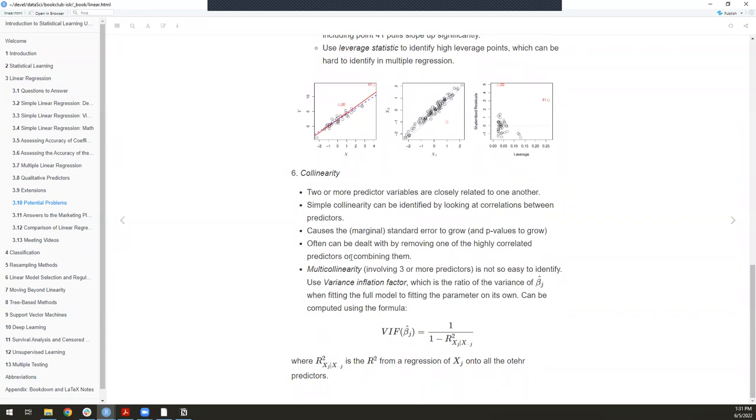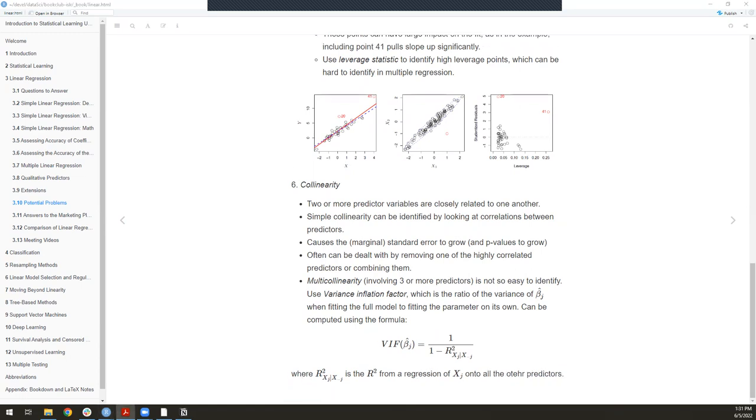And the last problem that they talk about is collinearity. This is where two predictor variables are highly closely related to each other, highly correlated. They give an example in the book, what was it, something about credit ratings, like your credit rating and your credit limit are clearly going to be highly correlated variables. So if you do a multiple regression based on both of them, it's potentially going to cause your errors to look bigger than they really should be.